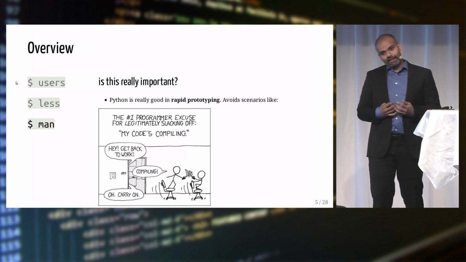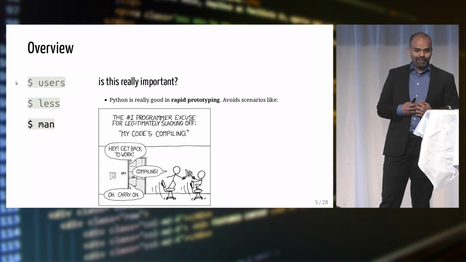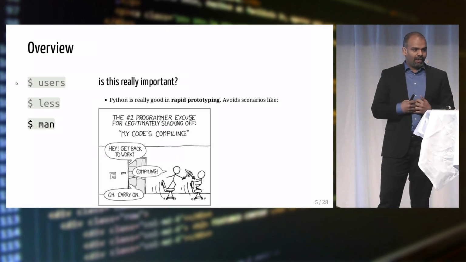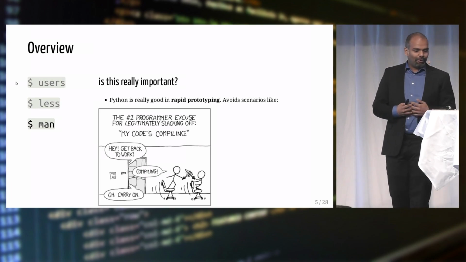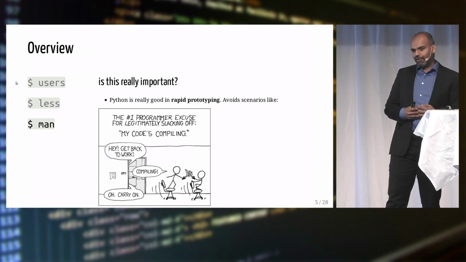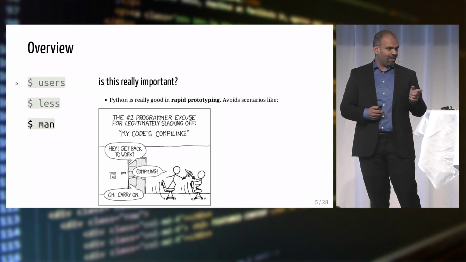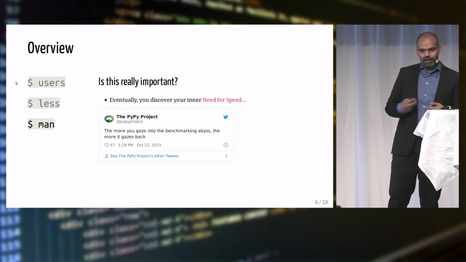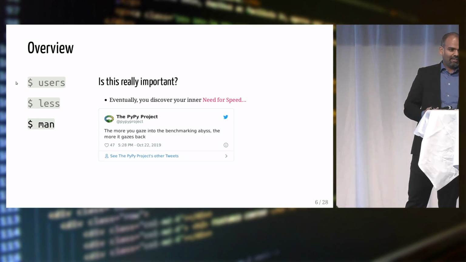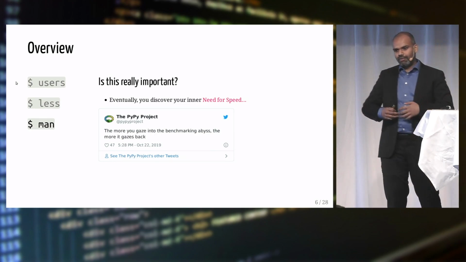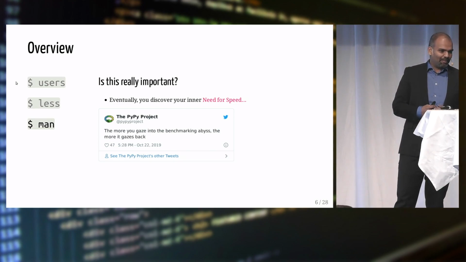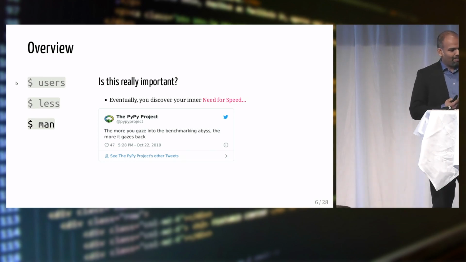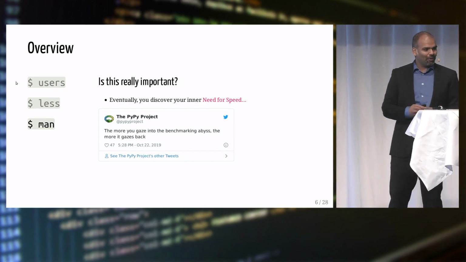So you might be wondering, is it really that important? One of Python's strong suits is that it allows you to rapidly prototype. Maybe it avoids scenarios like waiting for compiling for your small change in the code just to get it running. But at the same time, a trade-off was made, which is that it starts to get slower as your problem size grows bigger. And even the PyPy project commented that the more you gaze into the benchmarking abyss, the more it gazes back. So it's a dark hole.